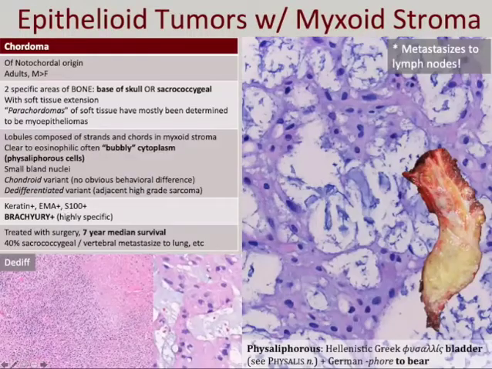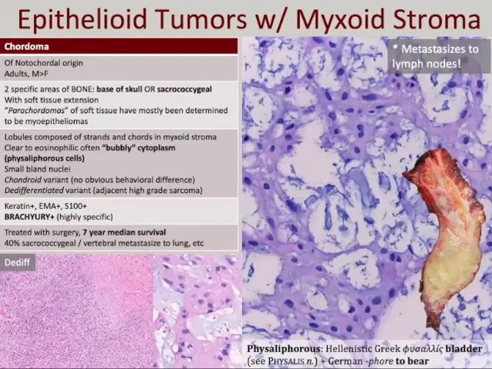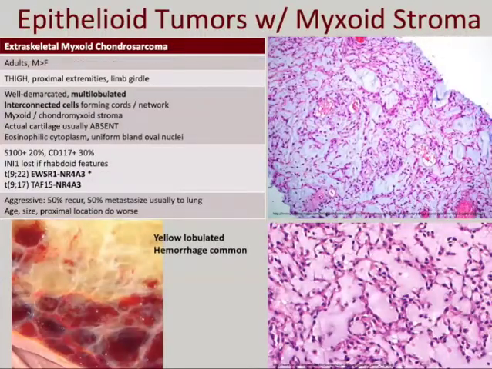or genetics. So myoepithelial, you need to show keratin or EMA and some kind of myoepithelial marker. Chordoma, you need to show keratin and EMA and S100. And if you're lucky and you have brachyury, which is your notochordal marker, do that. And epithelioid, extraskeletal myxoid chondrosarc has your EWSR NR4A3. NR4A3 is the one you want to remember, rearrangement with some variable, non-specific immunoprofile.